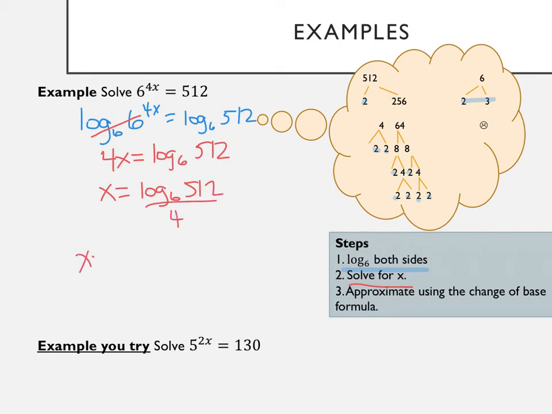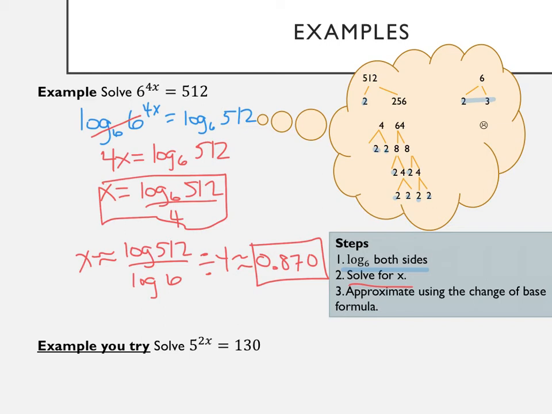Now, to find out what the approximation is, we just use that change of base. So what we'll do is log 512 over log 6, and then I'm going to push enter on my calculator, and then push divide by 4. It should give you a decimal approximation of 0.870. And that's it. So you can give me this answer.